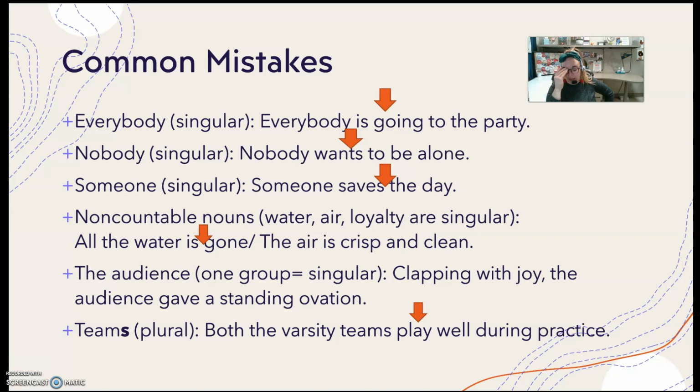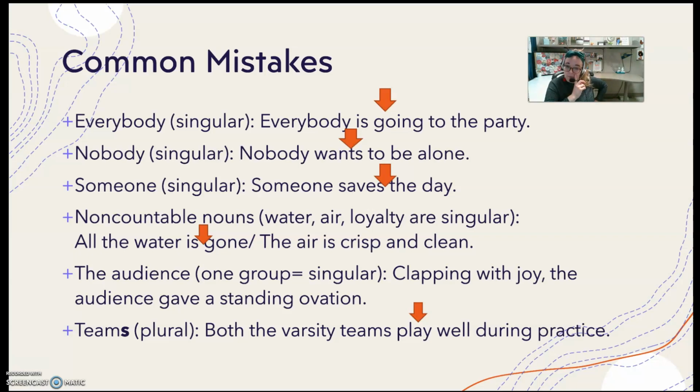Non-countable nouns are things that you can't just point to and say, like air. I can't just say, oh, there's one air. That's a whole group of things that's considered one object, all right? So non-countable nouns like water, air, friendship, loyalty, hatred, those are all singular. So I would say something like all the water is gone, or the air is crisp and clean, instead of all the water are gone, or the air are crisp and clean, all right?